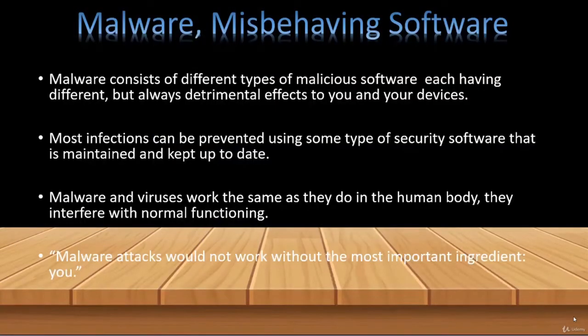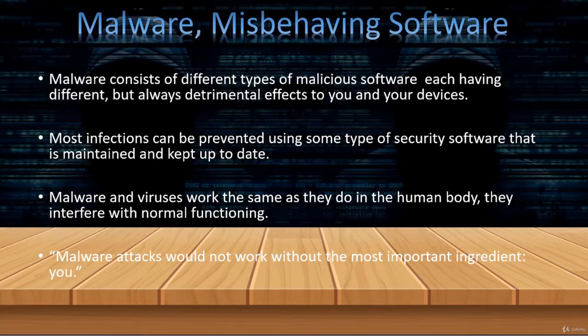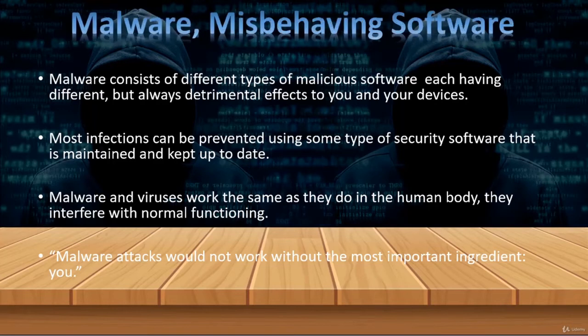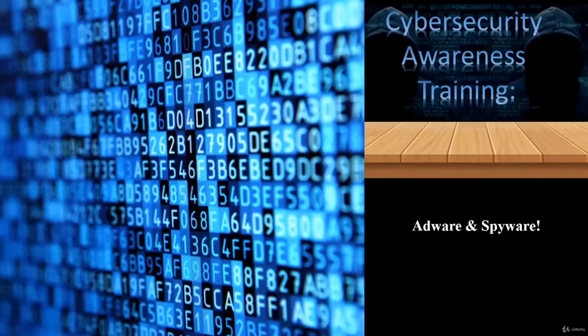While the term malware is a global or broad categorical term, each of the types underneath it have varying effects on your devices. Most infections can be prevented using some type of security software, which is maintained and kept up to date. Malware and the subsequent category viruses work much in the same way as viruses in the human body. They interfere with normal operations. But for all their damaging capabilities, they require you and a lack of cyber awareness to really be able to cause any damage.